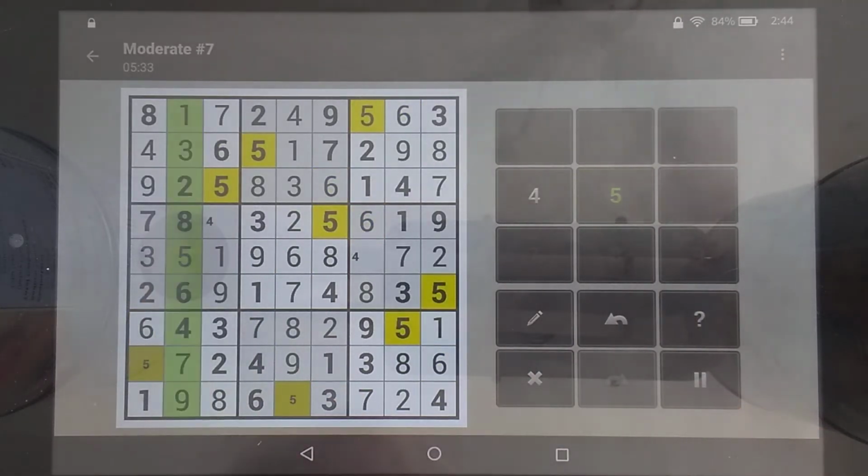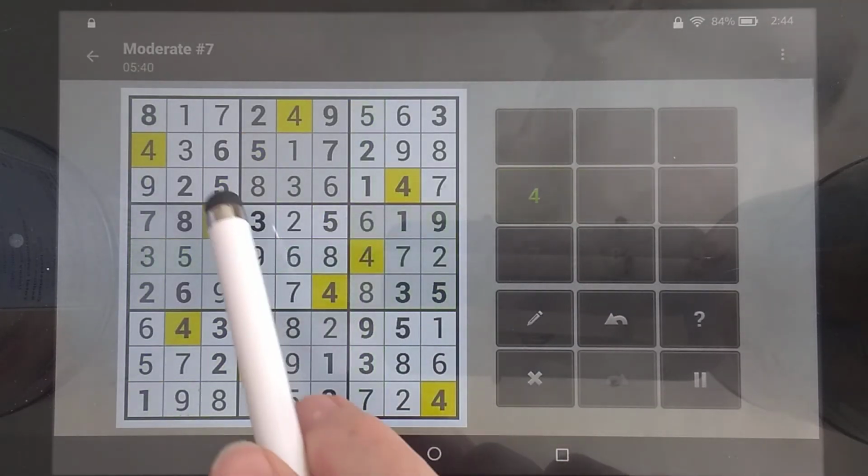That's blocked, so yes. Only one, yes. Only one, yes. And the 4s finish the puzzle.